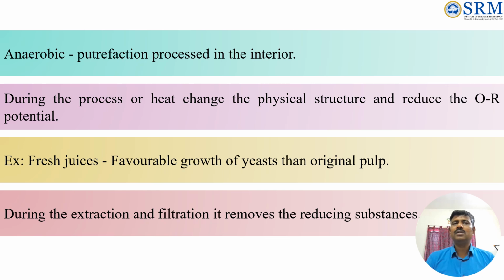For example, take fresh juice and the original pulp. The fresh juice is easily spoiled by yeast compared with the original pulp. Why? Because during the extraction and filtration process, the reducing components present in the pulp are also removed. So after removing the reducing components, it is easily spoiled by yeast.